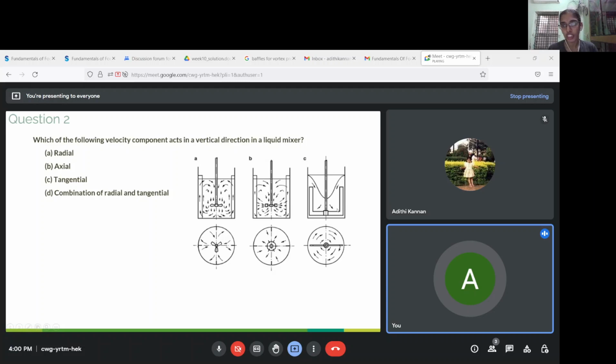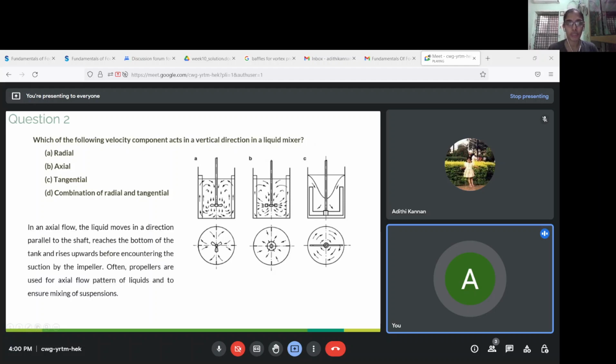In case of a tangential flow pattern, you can see that the liquid is rotating in the same horizontal plane. This is tangential, that is your velocity component is tangential to the liquid flow. Your liquid will always flow in a circular manner like a whirlpool, and your velocity will be the tangent to that whirlpool or circular motion. So this is what happens in a tangential flow pattern.